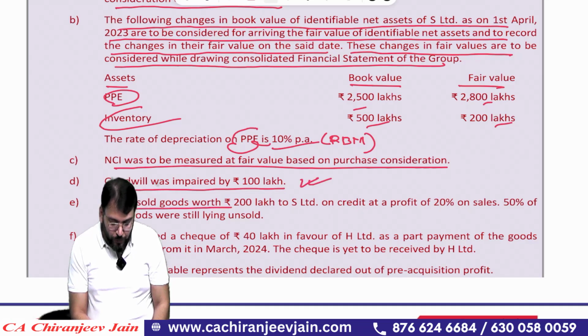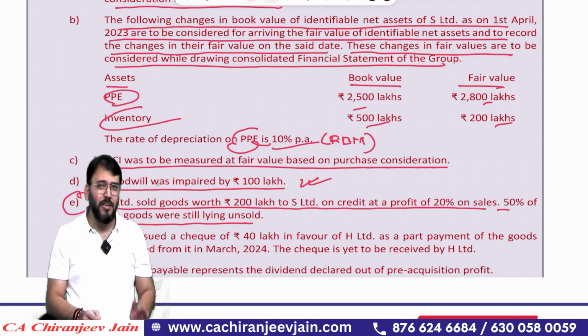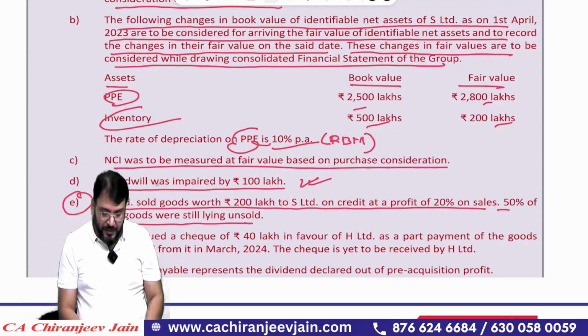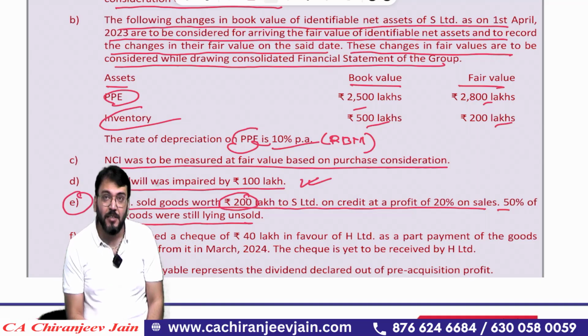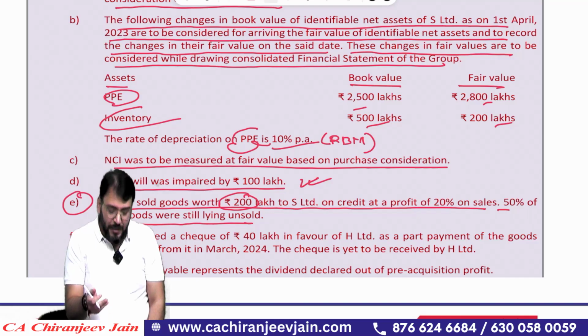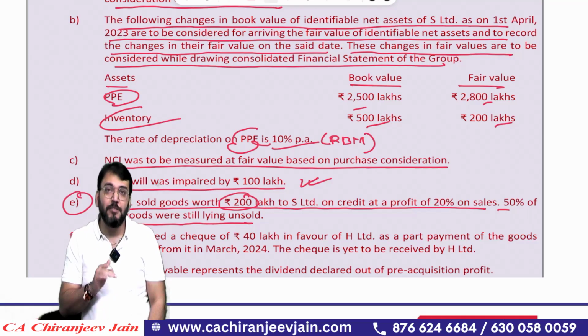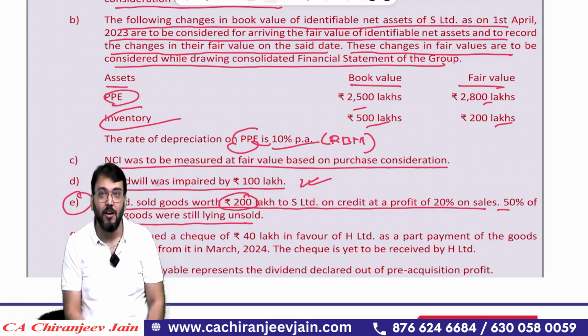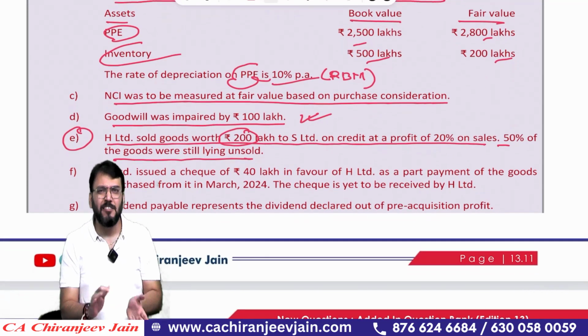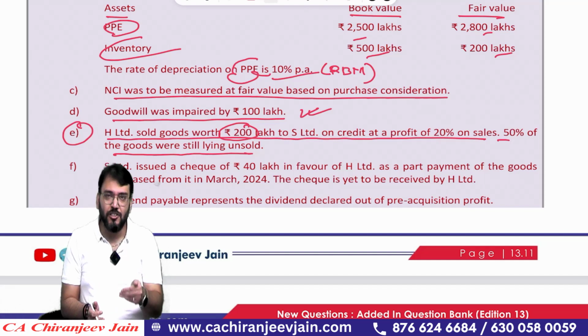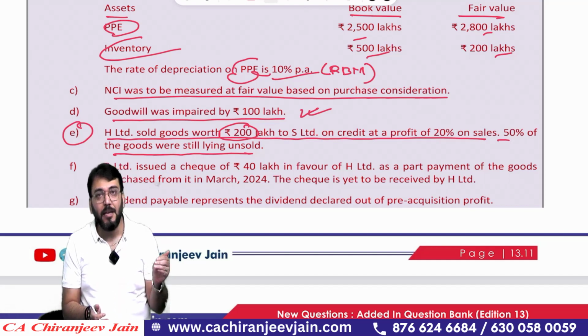H Limited sold goods worth rupees 200 lakh to S Limited on credit at a profit of 20% on sales. 50% of these goods are still lying unsold. On this they have taken two assumptions. What is the first assumption? They have assumed this 200 is cost price. If this is cost price, then we need to add 20% profit on that. But normally, can I say if H Limited has sold goods, whatever amount has been given will be sale price. So the assumption I have taken is that this 200 is sale price, correct? So this is inclusive of profit of H Limited. Got this point? That depends upon whatever assumption you have taken. So let us take this 200 as sale price of H Limited, and this will be a downstream transaction.